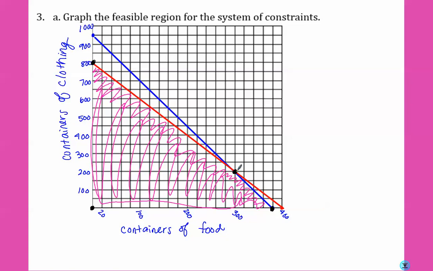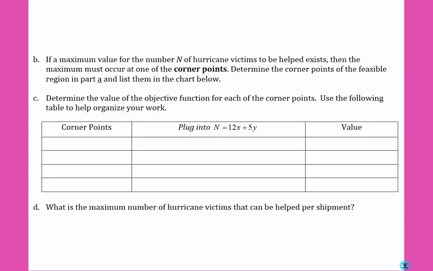So on your chart, in the next part, we're going to label the corner points. So 0, 0, 0, 800, 380, 0, or 300, 200. The next thing we have to do is remember that equation we wrote at the very beginning that would tell us how many people we can help? So here's your x, here's your y, plug it in.